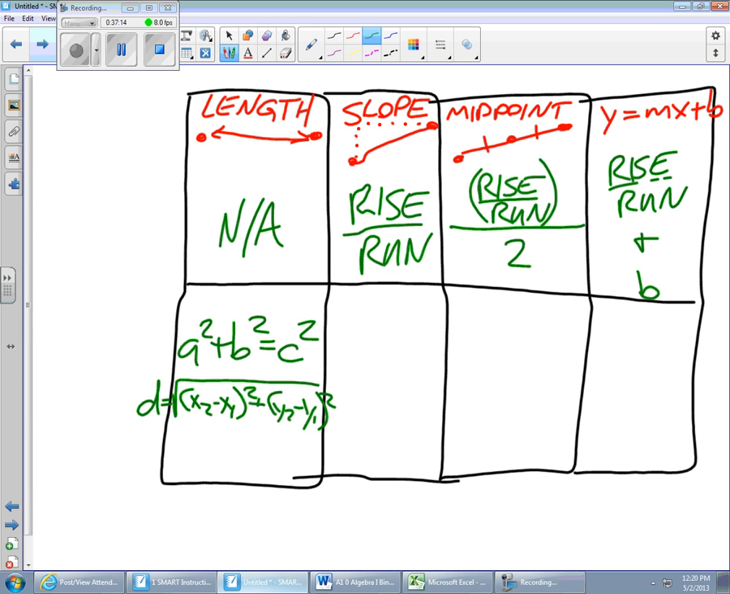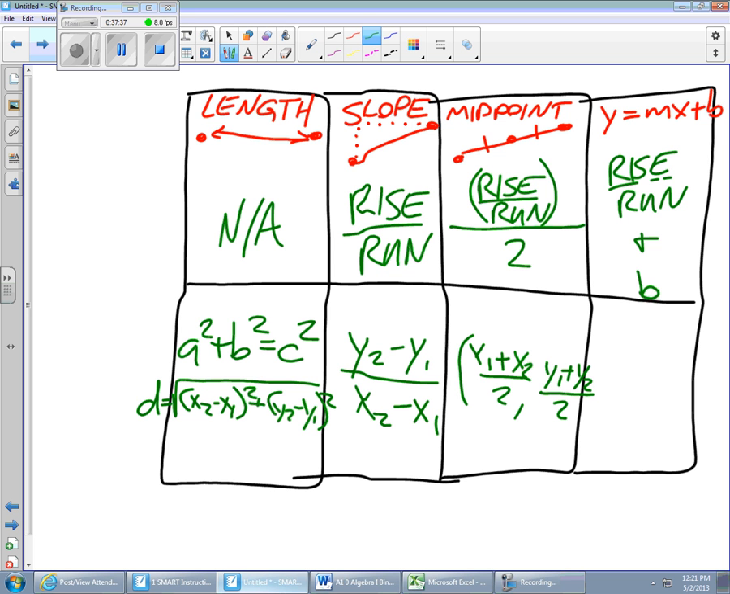For slope, everybody knows the slope formula. If you don't, it's on the formula chart. Y2 minus Y1 over X2 minus X1, straight off of the chart. Also, midpoint formula, straight off of the chart. The sum of the x's divided by 2, comma, the sum of the y's divided by 2.